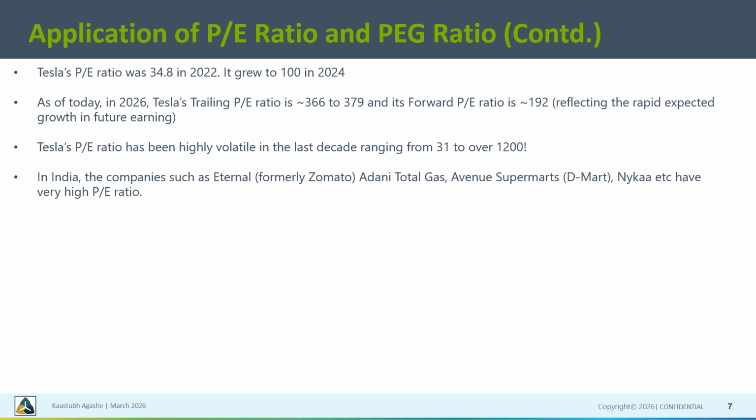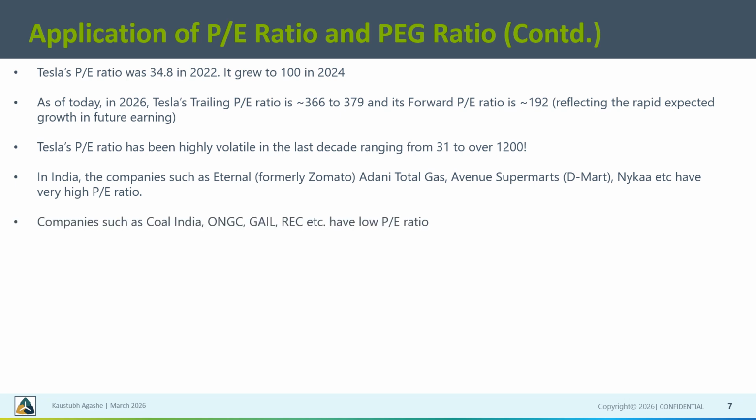In India, we have similar companies such as Eternal, which used to be Zomato earlier, Adani Total Gas, Avenue Supermarts, which runs DMart stores, Nykaa, and so on, who have very high PE ratios. Now, this could be interpreted as either overvalued or the companies which are promising high earnings growth in coming years.